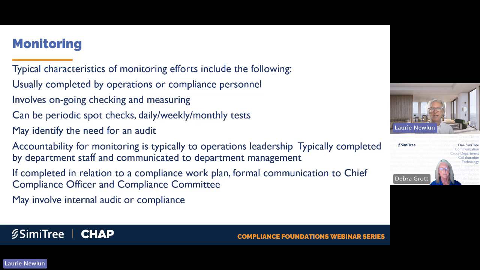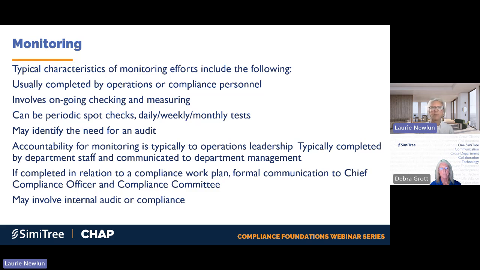It can be periodic spot checks. It could be weekly, daily, monthly. It may identify the need for an audit. So you may put something in place, and that may be your reasoning as to why you feel like you need an audit in place: you monitored within your organization, you saw that this was a high-risk, problem-prone area, and therefore you felt like you needed an external monitor to come in and look at how you're doing it, with interventions that you've put in place to make improvement.